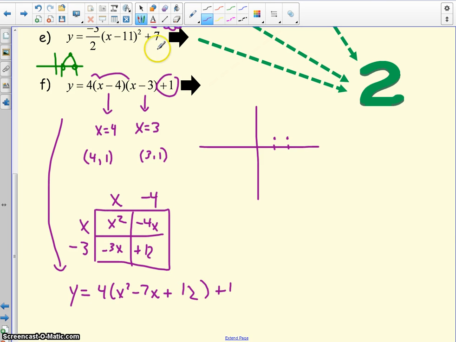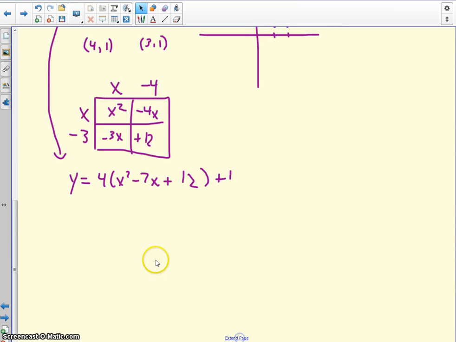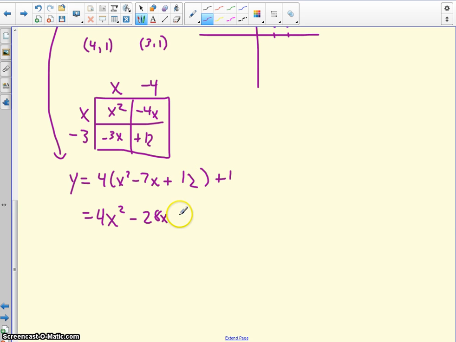So expanding all this out, okay, I still have to do a bit of simplifying here just to make sure. So it gives me 4x squared minus 28x. And here I've got 4 times 12, which is 48, plus 1, which is 49. Okay, so from here, once I'm in standard form, again, I just want to find the number of zeros so I can look for the discriminant.